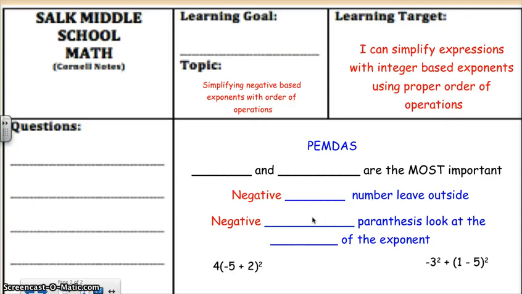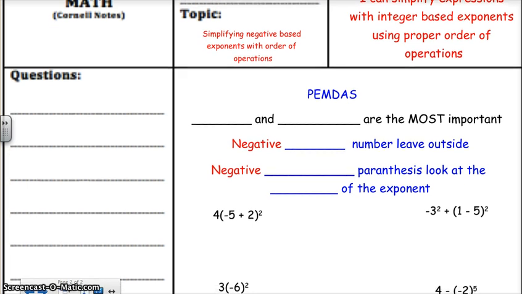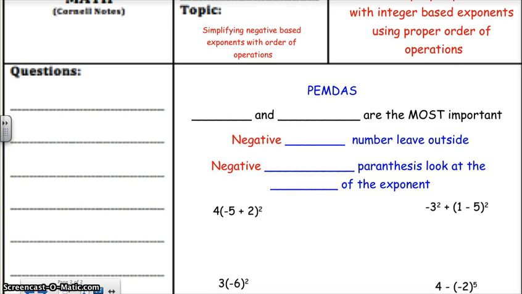Okay, we are finalizing our little mini two-lesson unit on exponents with negative bases. On your topic, you're going to simplify negative base exponents with order of ops. Learning target: you can simplify expressions with integer, positive and negative, counting number based exponents using proper order of ops. Okay, PEMDAS. Parentheses and exponents are the most important thing in the universe, in math universe. So let's use parentheses and exponents.